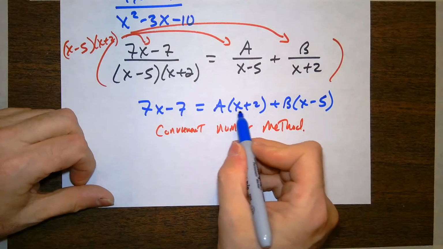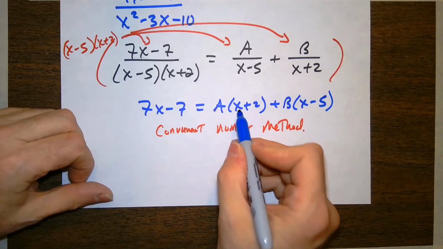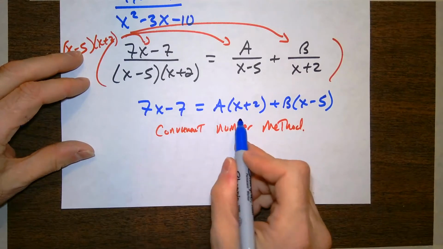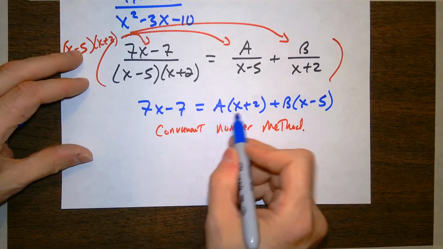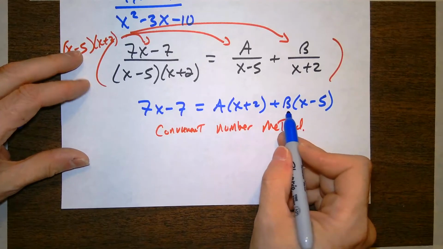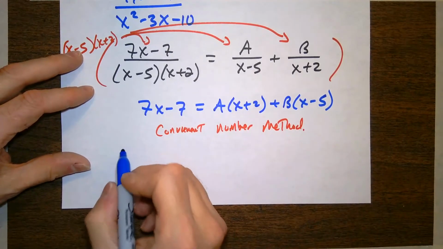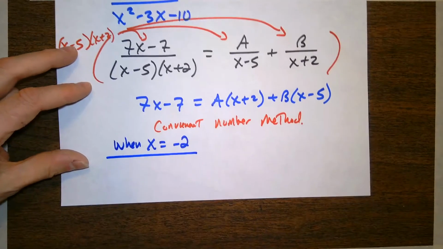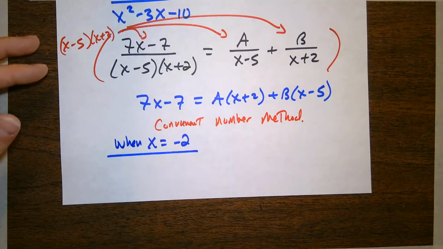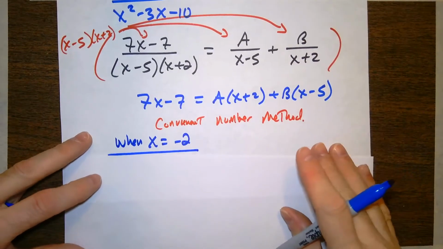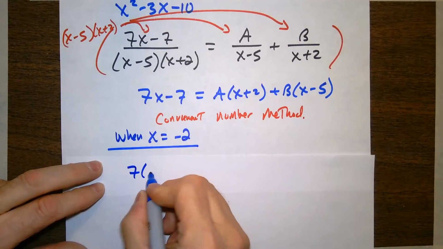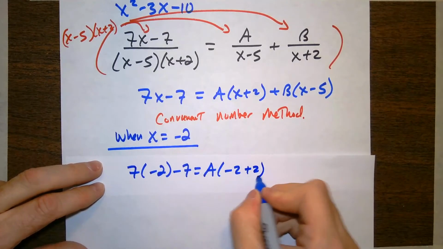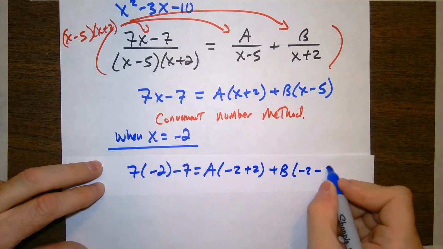Well, look at this here, this x plus 2. If I pick x equals negative 2, then I'll be able to plug in x's here and here and here, and when I plug it in here, the a's will go away, and I'll be able to solve for b. So the first convenient number I'm going to look at is, let's see what happens when x equals negative 2. If I plug negative 2 in, I'm going to have 7 times negative 2 minus 7 equals a times negative 2 plus 2 plus b times negative 2 minus 5.